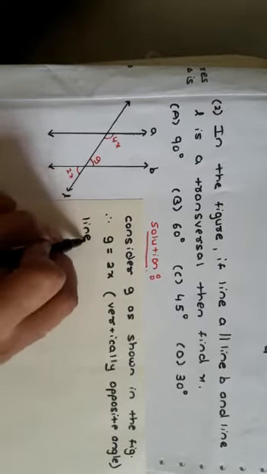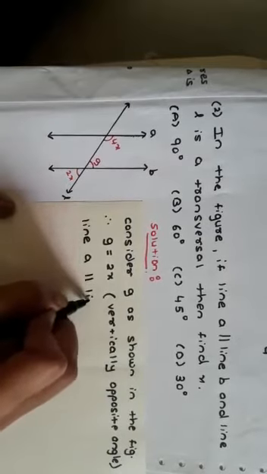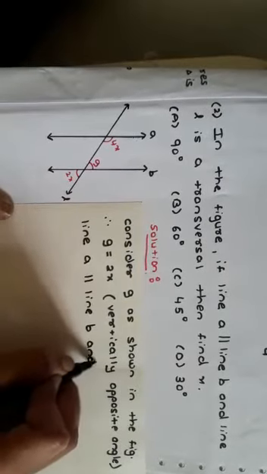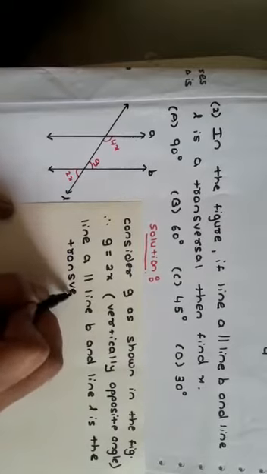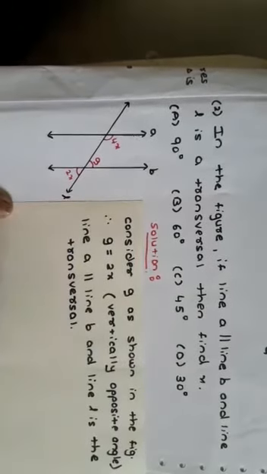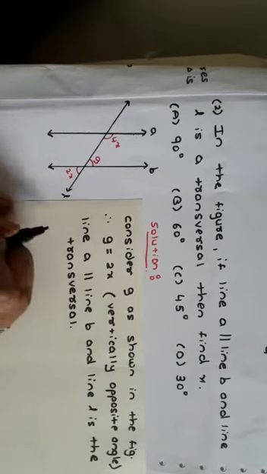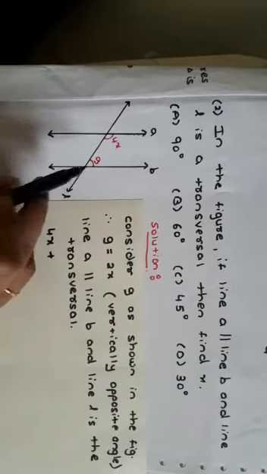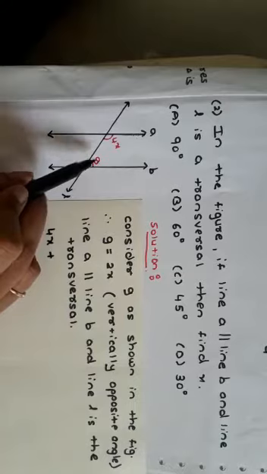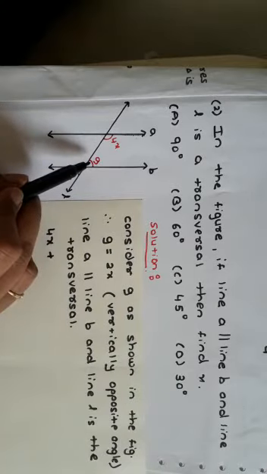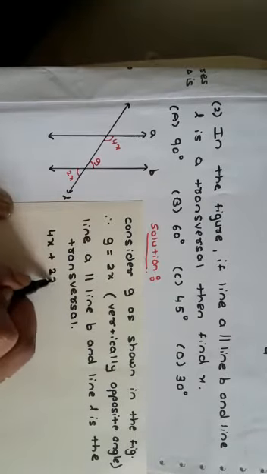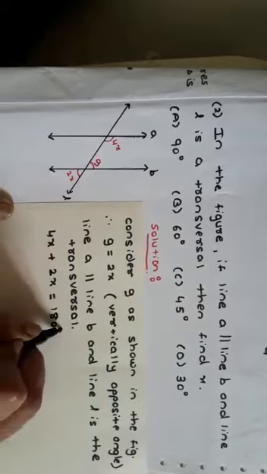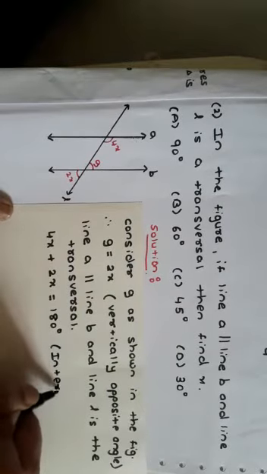Now line A is parallel to line B and line L is the transversal. So that means 4x plus G is 180 because both the angles are interior angles, but the value of G is 2x. So in place of G, I can write 2x, which is equal to 180 degree. The reason is interior angles.